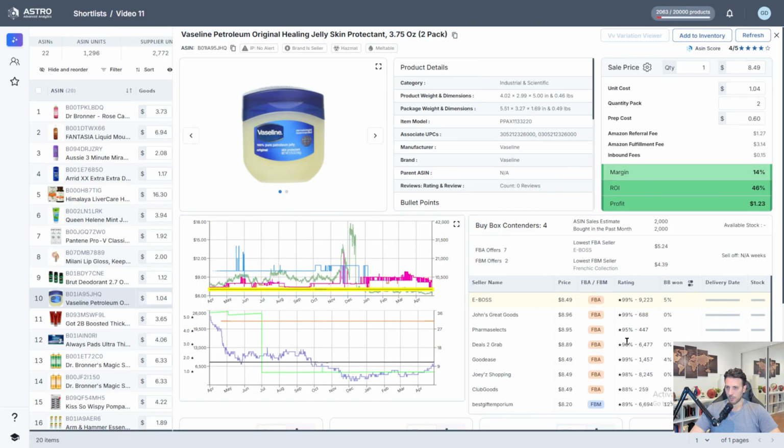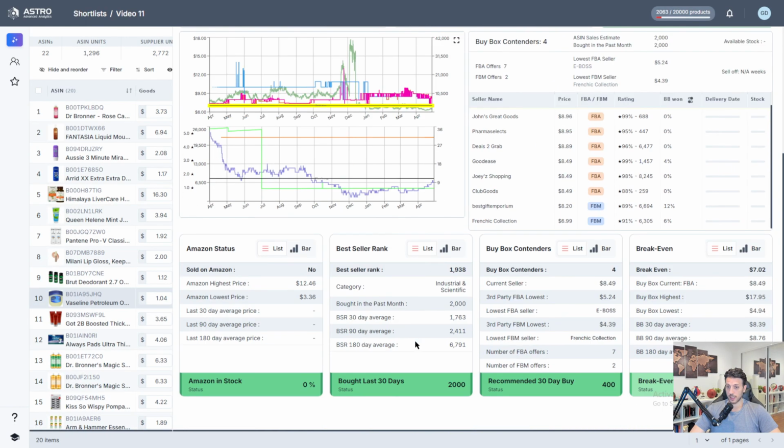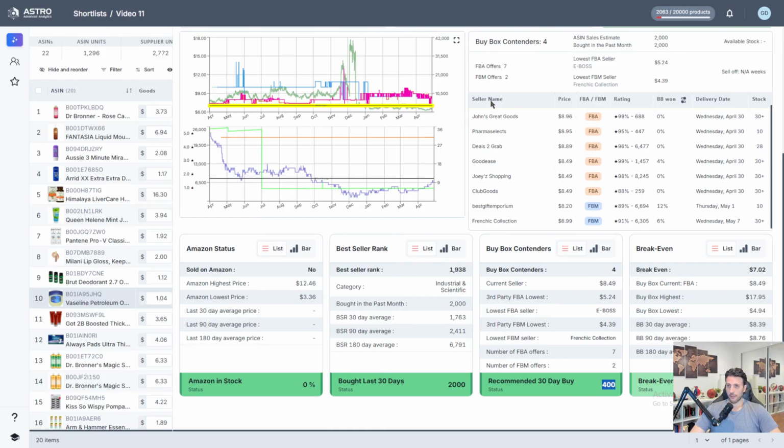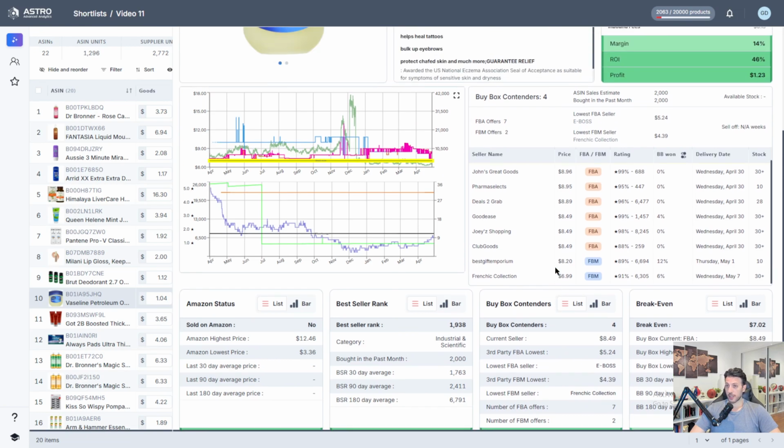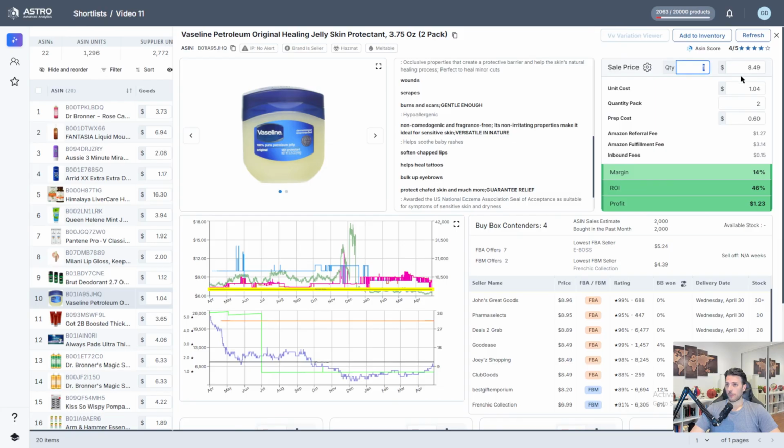$8.49 is our buy box price, and there are quite a few. There are 4 buy box contenders, but it has heaps of sales, 2,000 sales per month. And if at 4 buy box contenders we become the 5th, that means 400 sales per month. So what 400 would look like is quite nice. $1.23, not very profitable per unit, but it still ends up being a nice amount of profit.